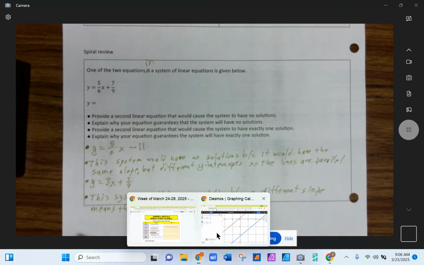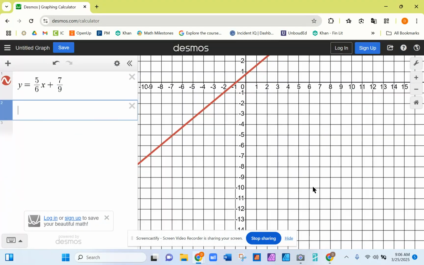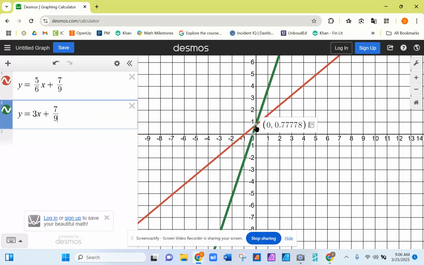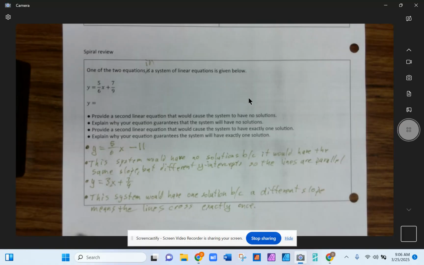So if we see that, I've got the first one right there. We'll zoom in a bit. So I'm going to change it to, what did I say, y equals 3x plus 7/9. Same y-intercepts, they cross at the same point right here, but they have different slopes. One is steeper, one is less steep, so they cross once. So that's the idea there, folks. There you go.